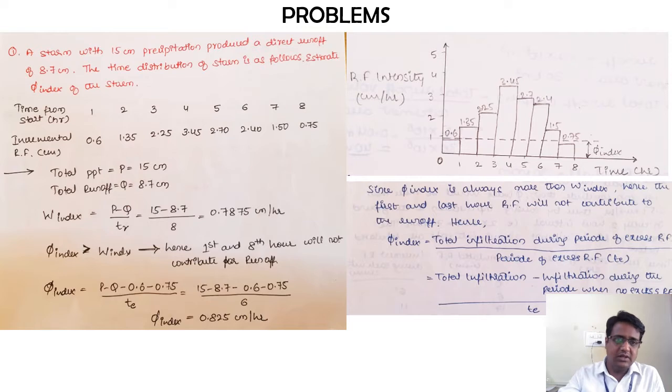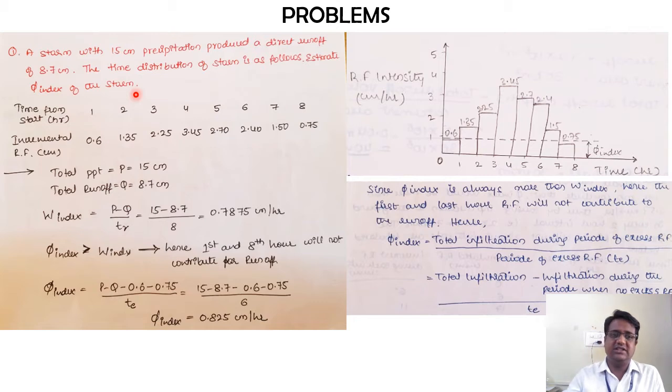Here also, first I will read the question. We'll try to understand this question and then we'll go for the solution. A storm with 15 centimeter precipitation produced a direct runoff of 8.7 centimeters. The time distribution of storm is as follows, they have given it over here. Estimate the phi index of the storm.